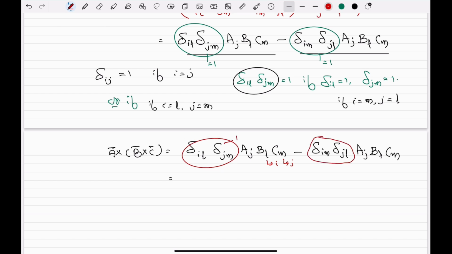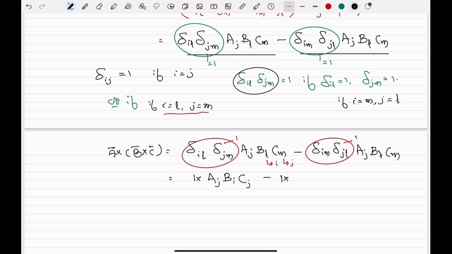For this to become unity or 1, what are the conditions? Here I is equal to L and J is equal to M. Now this becomes 1 into AJ, BL will become BI, CM will become CJ, minus δIM into δJL is equal to unity, because either it is 1 or 0. It can't be 0.